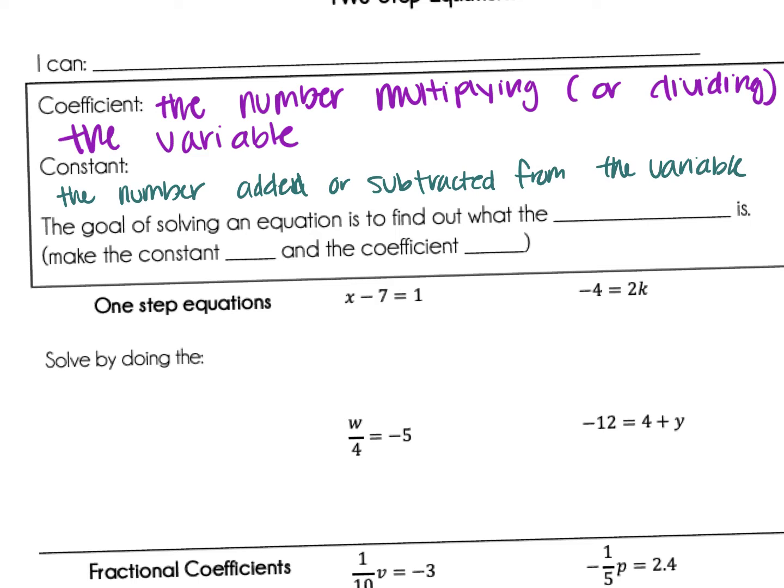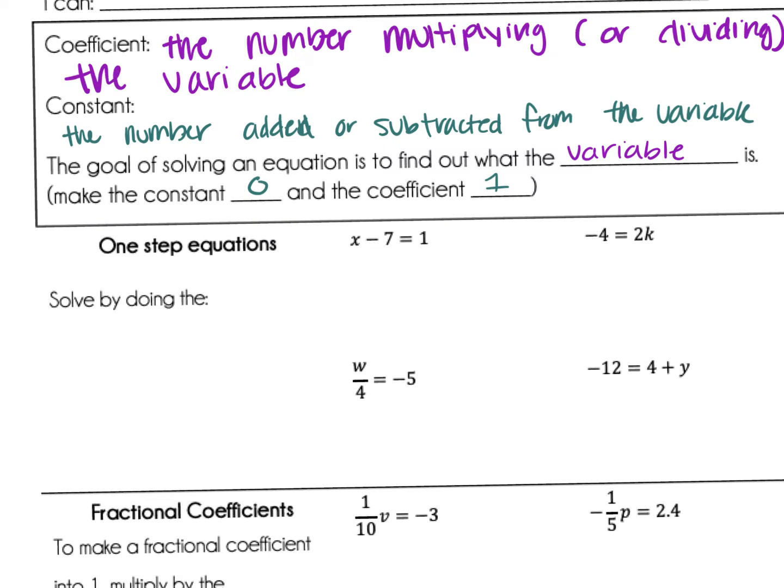Okay. So the goal of solving an equation is to find out what the variable is. And we're going to do that by making the constant 0 and the coefficient 1. So you always want to know what 1x is. What is 1y? Something like that. Okay? So we solve always by doing the inverse. If you want to put in parentheses that means opposite operation.